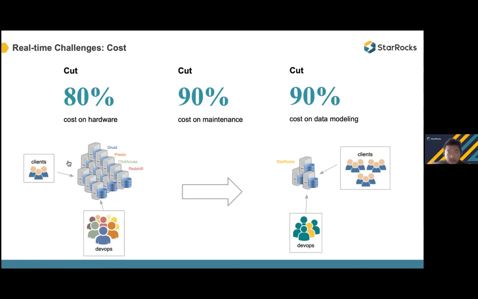Because there's no need to rely on large flat tables, and with good support for the star schema and the snowflake schema, the modeling costs are greatly reduced. The development time is reduced from 2 weeks to just half a day. The above information all comes from our real customer feedback.